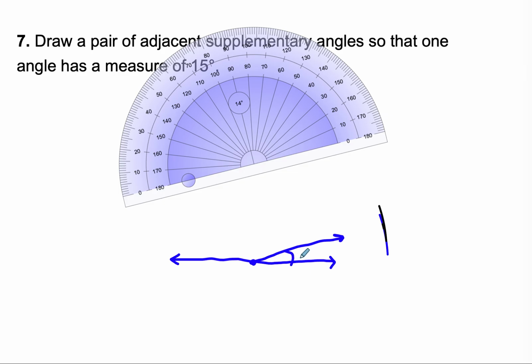I don't want vertical angles. I want adjacent. I'm going to label this 15 degrees. Then I need to label the other one, to get the number that I need to subtract. When I do 180 minus 15, I get 165. So this one should be 165 degrees. Yours should look like mine with arrows on the ends of your lines. This one's really a ray, not a line, since it ends at this point, but you should have an arrow at the end as well.